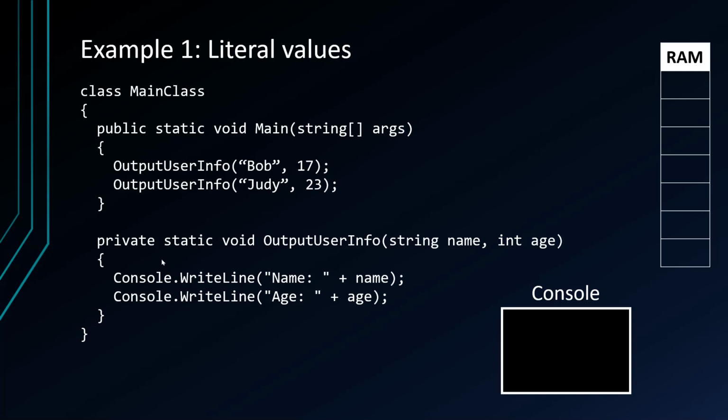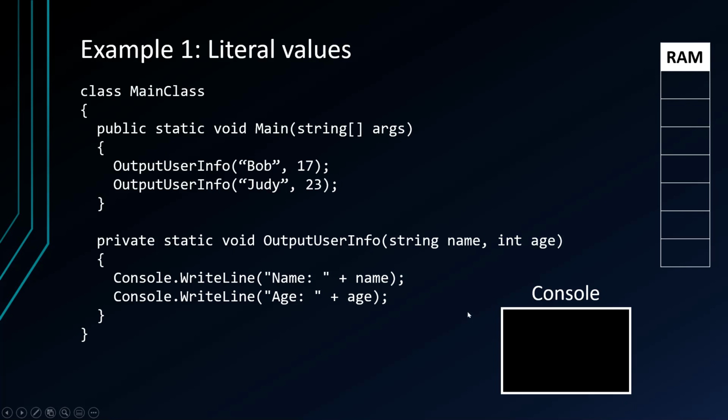All right. Now we see the entire program here. In the main method, we've called OutputUserInfo 2 times. The first time with the name Bob and the age 17. The second time with the name Judy and the age 23. Over on the side here, I've created a representation of what our RAM looks like, our memory, so you can see how things change as we go through the program. Down below, we have our stamp, our method, OutputUserInfo. Every single time that OutputUserInfo is called, it's going to jump down into this method and execute everything it needs to do.